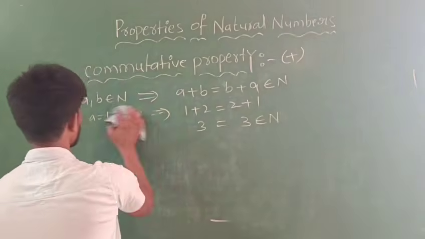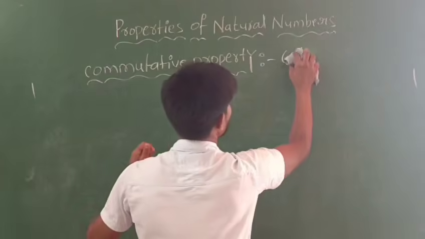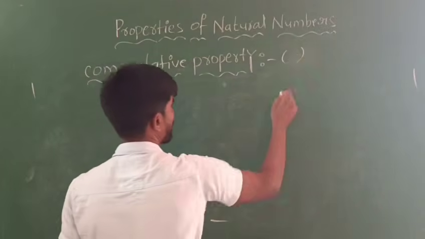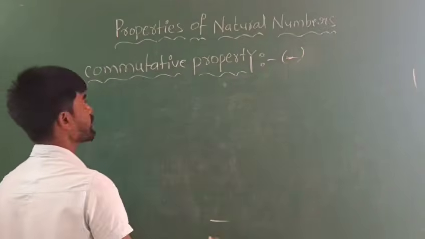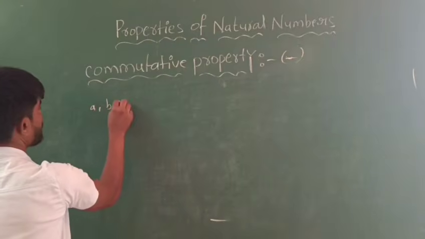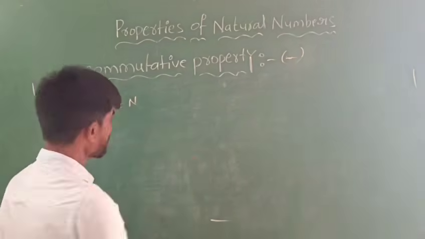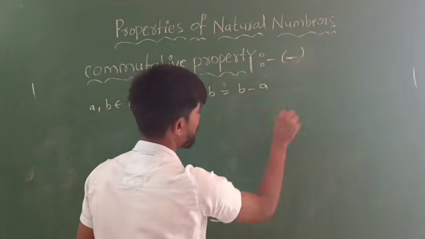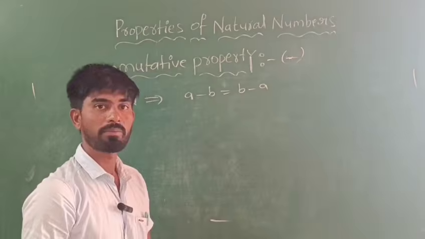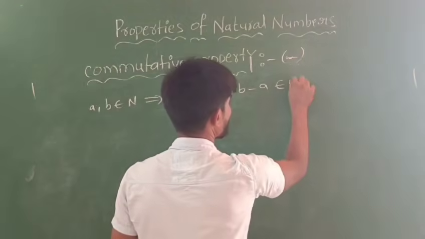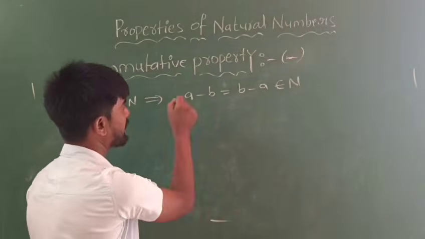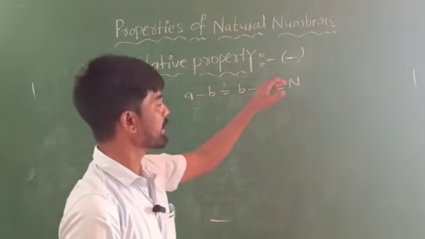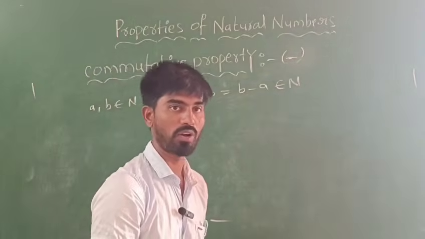The second property, commutative property under subtraction. Here a, b belong to natural numbers, that implies a minus b is equal to b minus a, which also belongs to natural numbers. If this condition is satisfied, the commutative property under subtraction also follows.